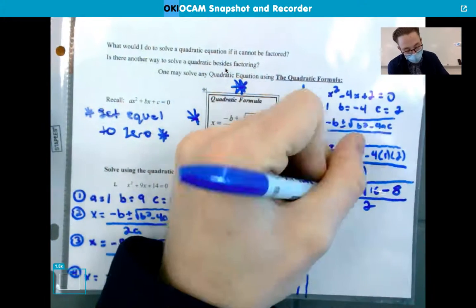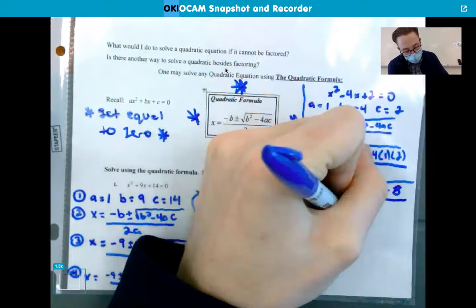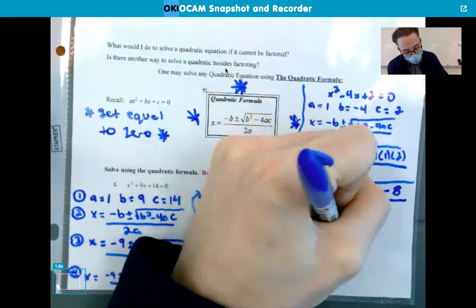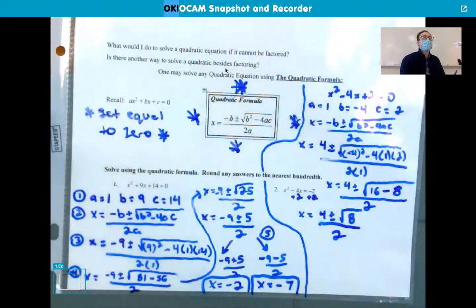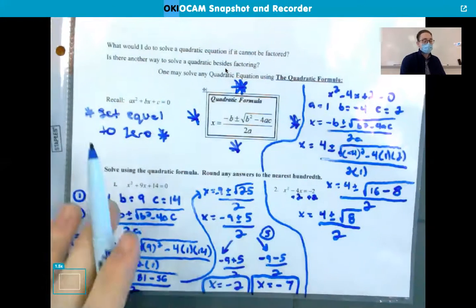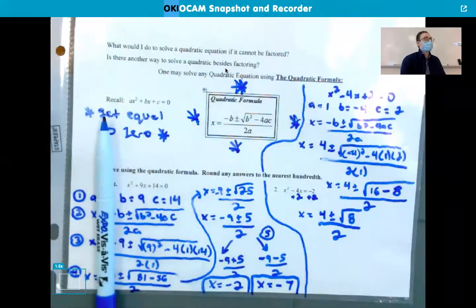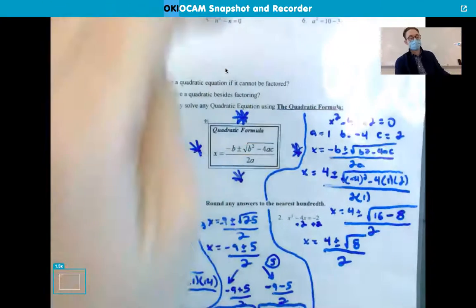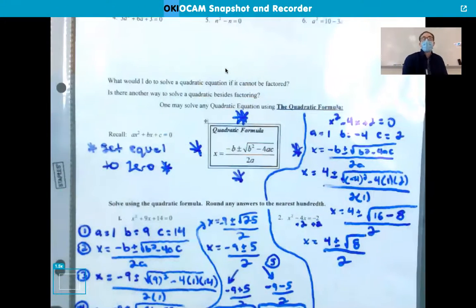X equals, we'll keep trucking along, 4 plus or minus square root of 16 minus 8, well, that's just 8 over 2. Okay? And we're just going to take a quick pause right here. Does anybody have any questions? Let everybody catch up here and get on the same page.